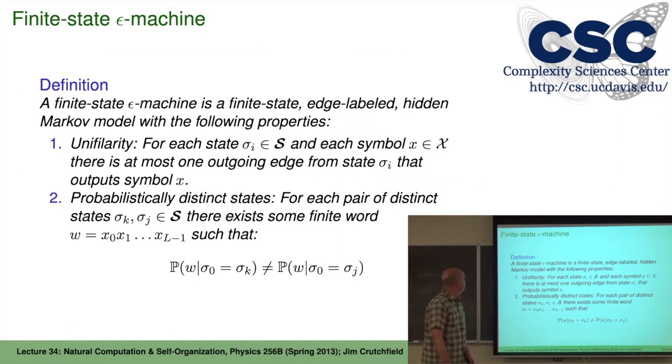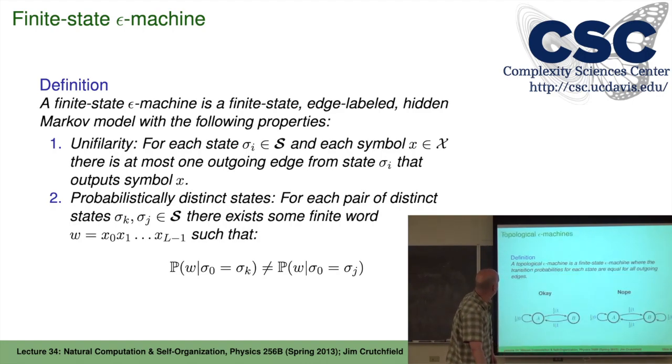We can further refine this to what a finite state epsilon machine is by the additional restriction that they have to be unifilar. So for each state and each symbol, there's at most one outgoing edge from state sigma_i that has output symbol x. And again, for the inference, this is really, really critical. This is the reason I'm able to do the edge counting and why what I'm doing applies to epsilon machine structures and not generally to hidden Markov models. And then for an epsilon machine, of course, each state has to be probabilistically distinct, so that there's some word that has different probabilities for each pair of states in the machine.